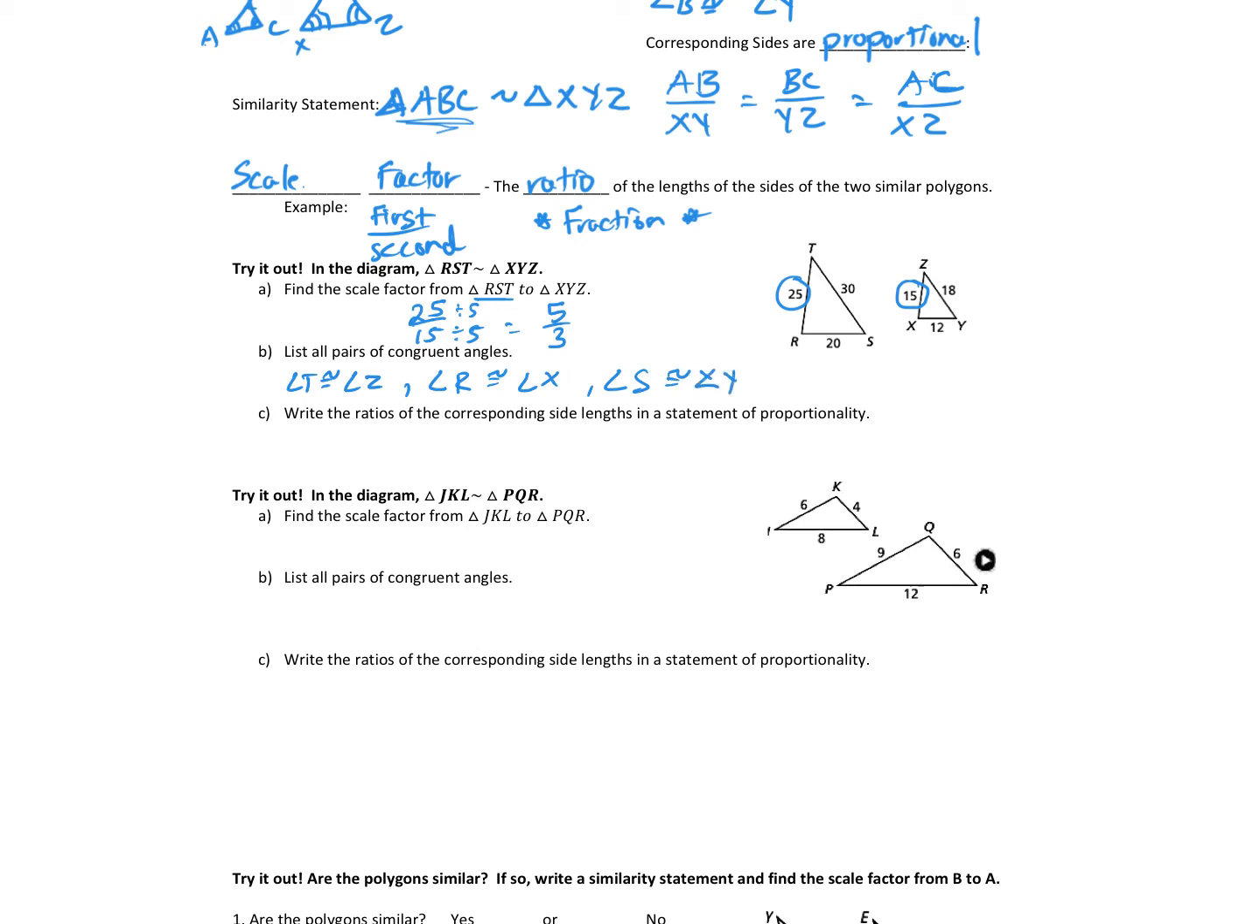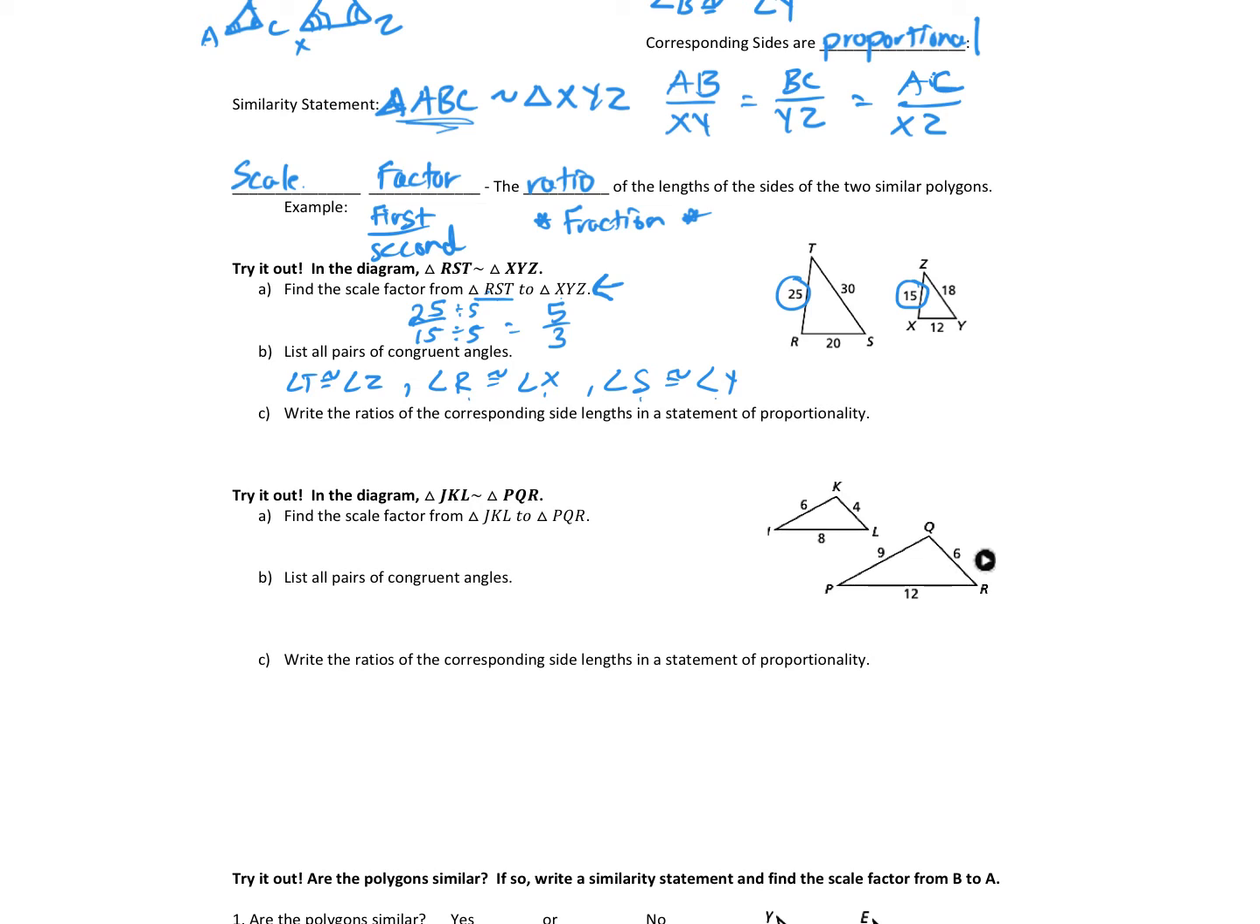And if you're wondering, what if I can't tell in terms of the picture? I can always look at how they are listed, as if they're labeled already. R is the first letter, needs to match up with X. R is equal to X. S is the second letter, needs to match up with Y. S is congruent to Y. T is the last letter, must match up with Z, the last letter. So angle T and angle Z are congruent.